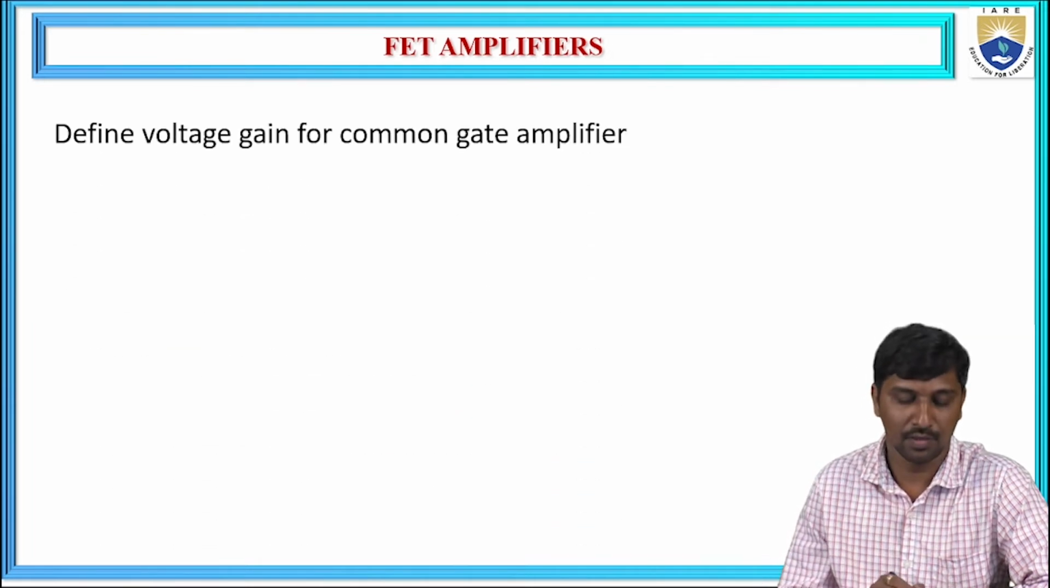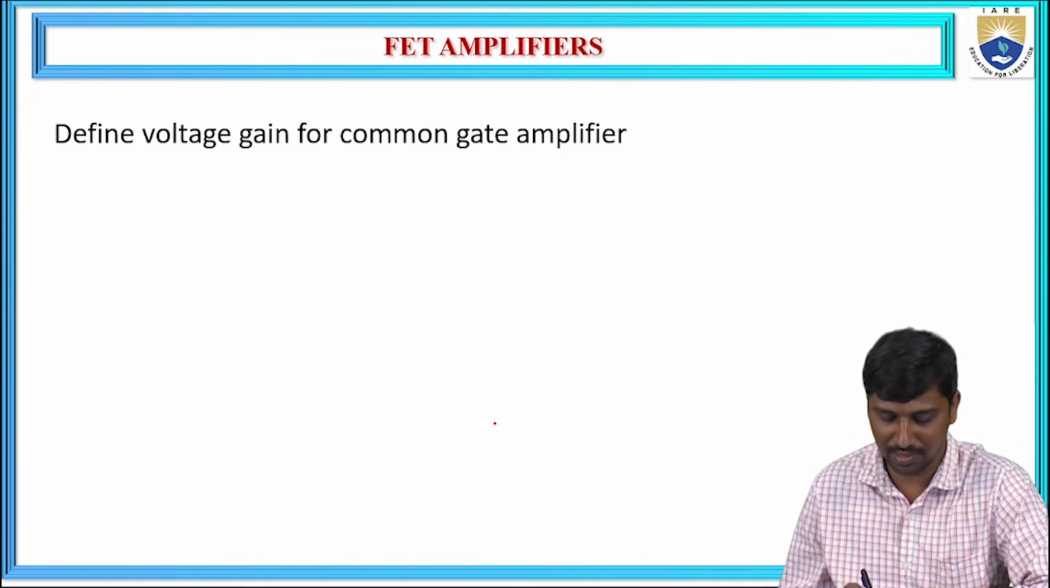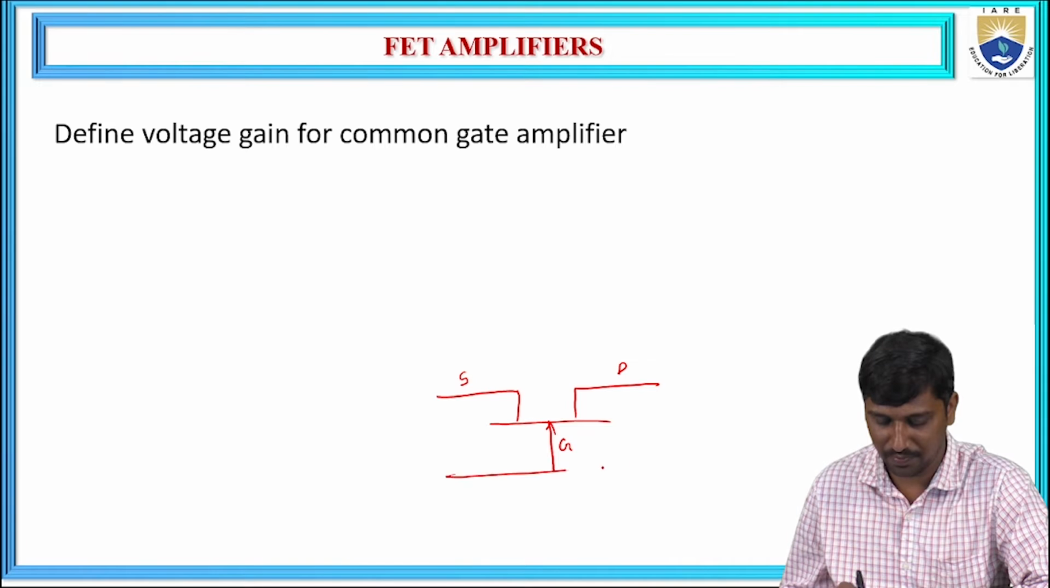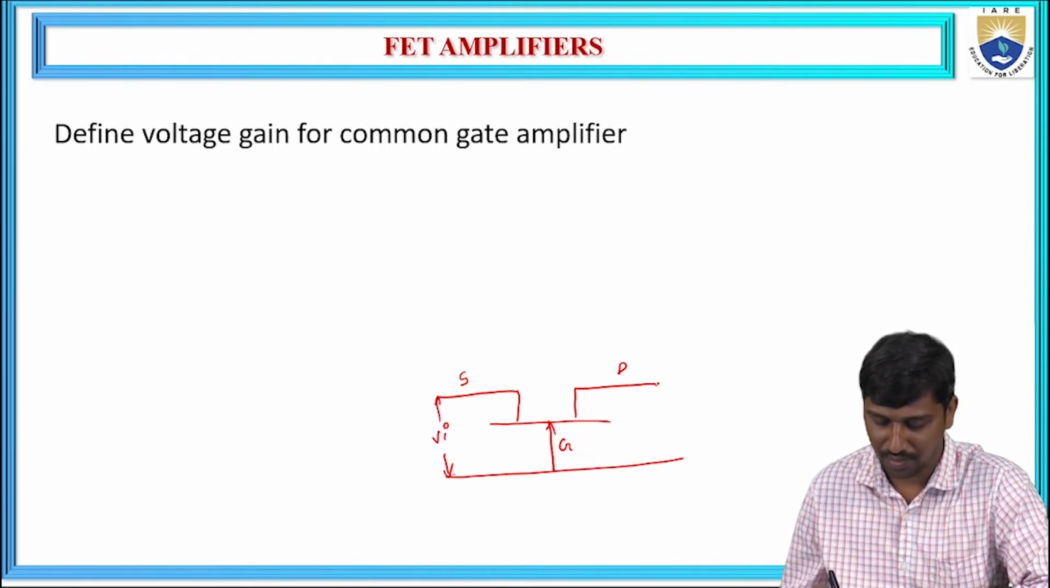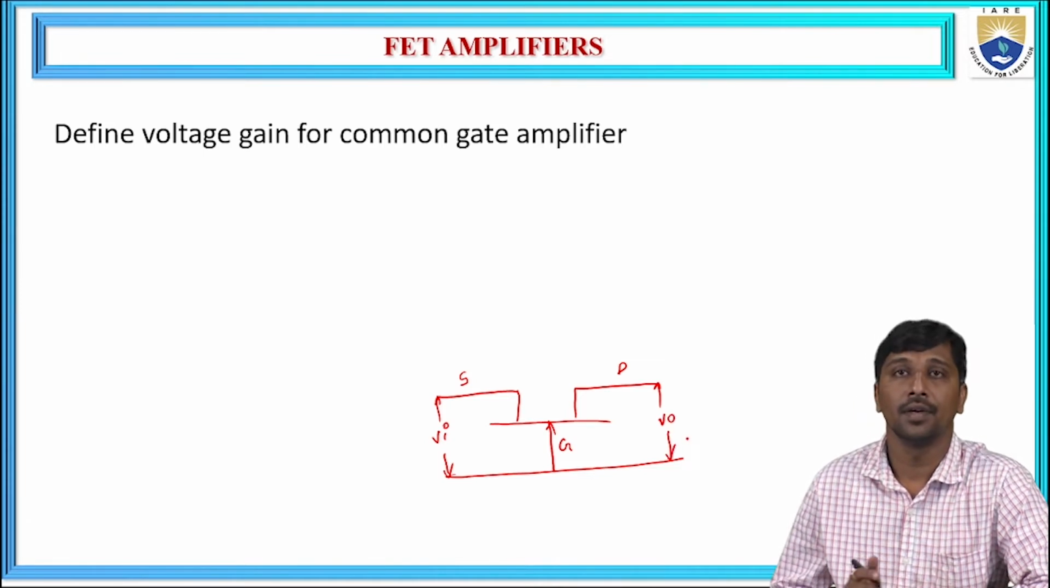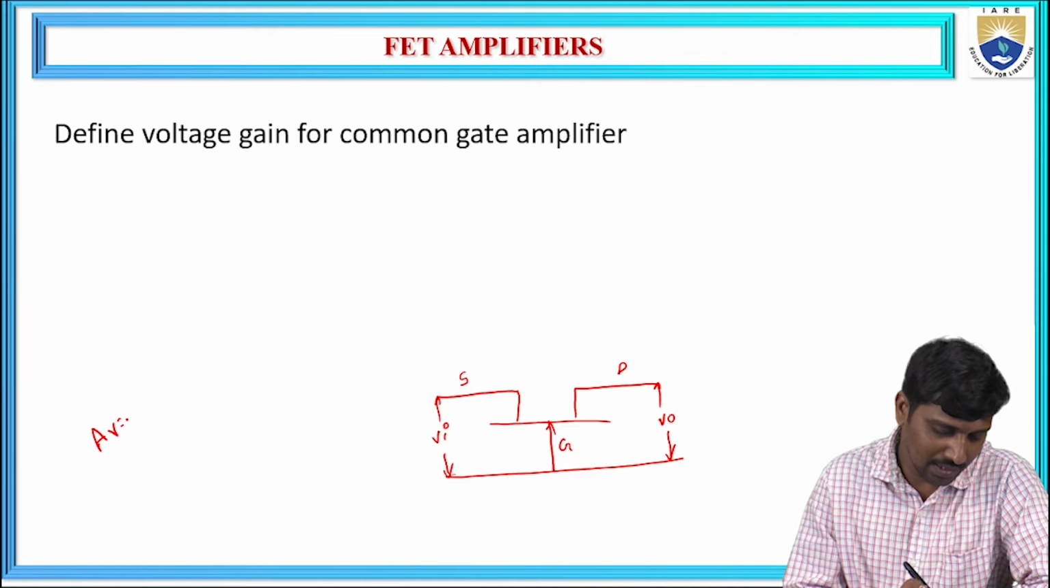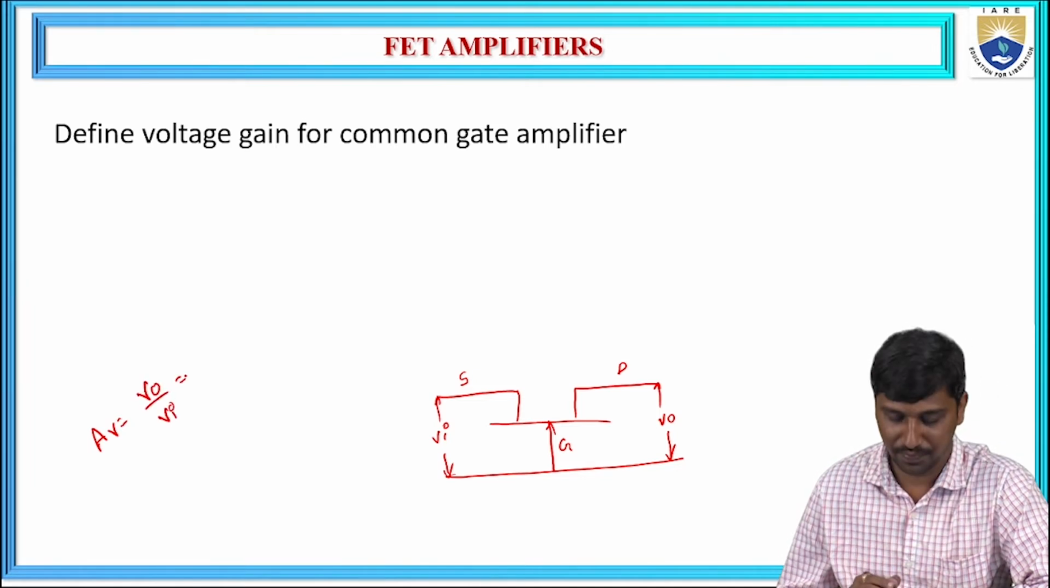Now define the voltage gain for a common gate amplifier. Similarly here, again I'm going to consider a common gate amplifier. This is the gate, source and drain. The input is passing through the source, and the output is measured across the drain. Now we know that the voltage gain is the ratio of output voltage to the input voltage.